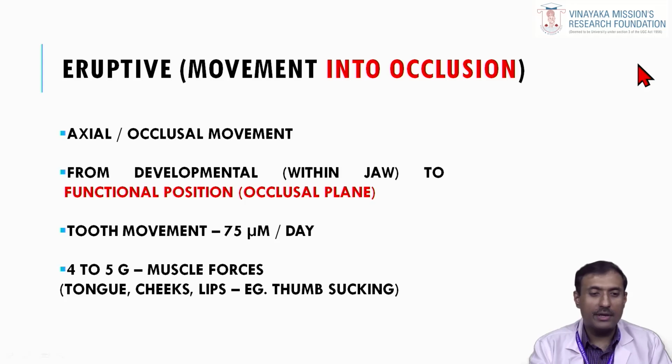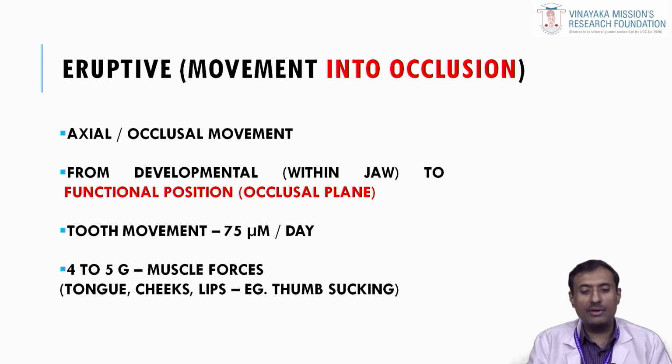Next we move on to the eruptive phase of tooth movement. So what happens here? The tooth moves into occlusion. We have an axial or occlusal movement of the tooth, as I mentioned before, from the developmental position to the functional position. What do you mean by functional position? The occlusal plane, where the incisal surfaces of the teeth meet. What is the rate of tooth movement? It is around 75 microns per day.